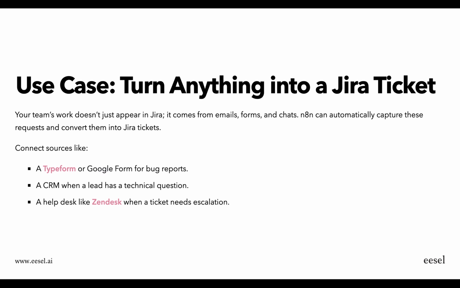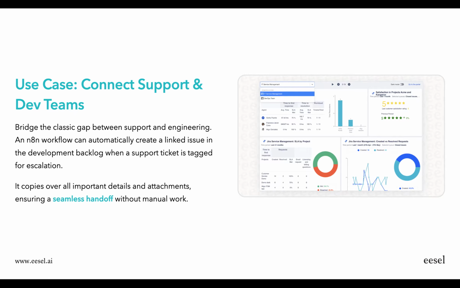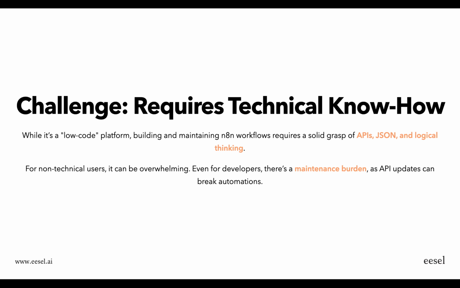Here's another great one: turning anything into a Jira ticket. Requests come from all over: forms, emails, other apps. n8n can grab these automatically and create perfectly formatted tickets, saving a ton of manual data entry. This integration is also fantastic for bridging the gap between support and dev teams. When a support ticket needs to be escalated, n8n can automatically create a linked issue in the engineering backlog with all the necessary details.